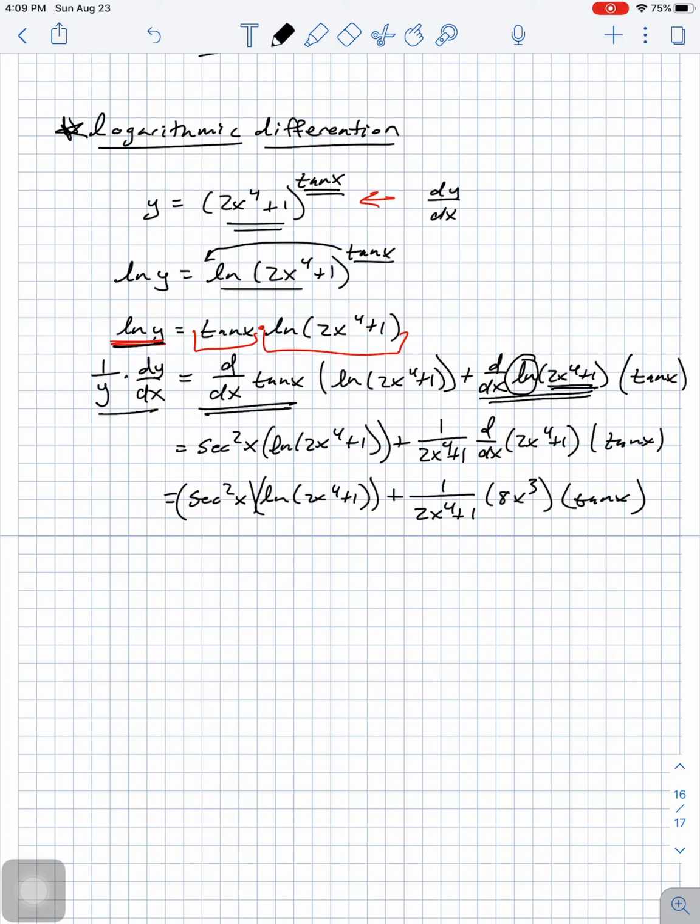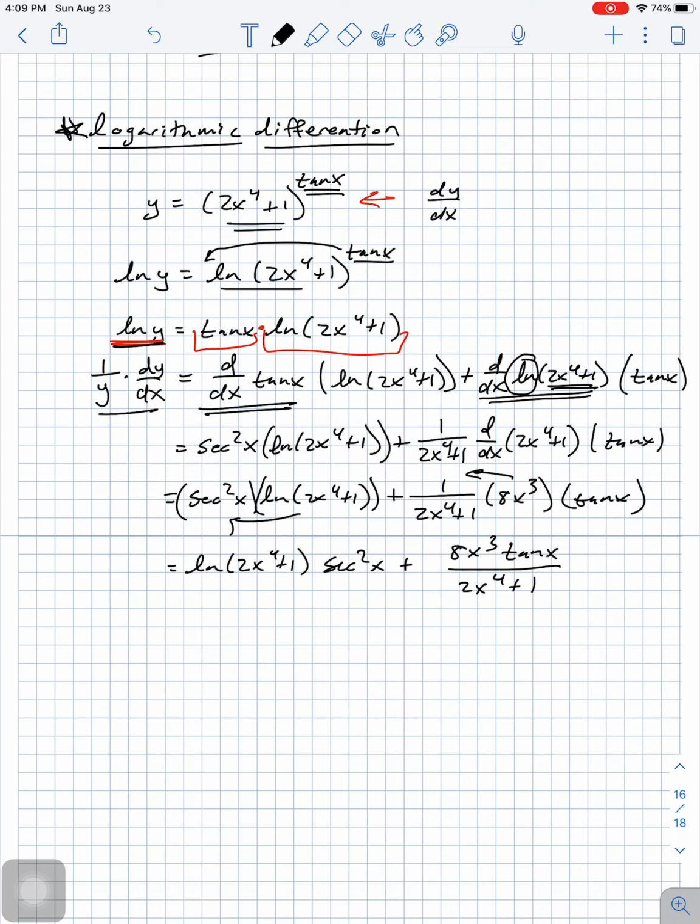And that's probably about all you can do. I can throw this upstairs if you want. I like to have my natural logs in front. That's a personal preference, not critical. And I'm going to throw my tangent upstairs too, make this one fraction. All right, and that's your derivative.